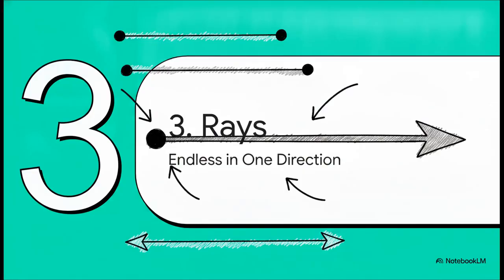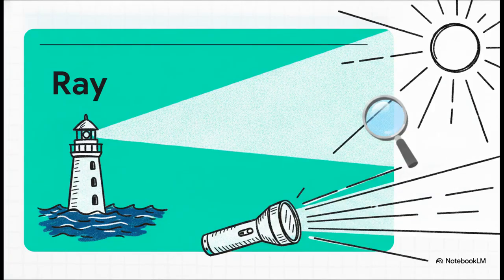All right, Section 3, rays, endlessly in one direction. The one-way street of geometry. Now, a ray basically takes the two things we just talked about and mashes them together. It's a piece of a line that has a definite starting spot, an initial point, but then it just keeps going endlessly in one specific direction. A great way to picture this is to think of a lighthouse sweeping a beam of light out into the dark ocean, or even just clicking on a flashlight.